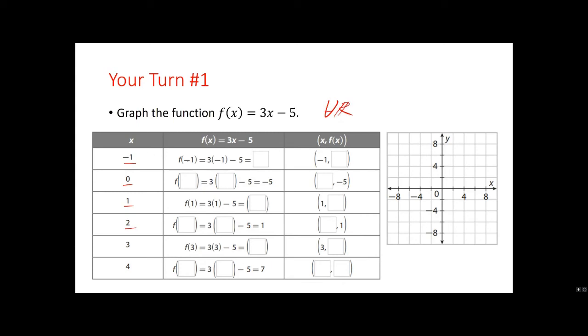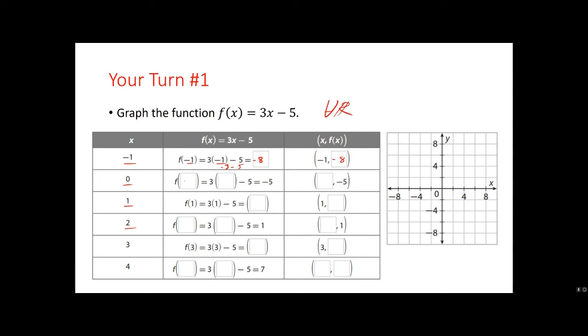Plug in -1 for our function, okay? So 3 times -1 minus 5 is really just -3 minus 5. 3 plus 5 is 8, but since both of them are negative, it'll be -8. You plug in a -1, you should get a -8, okay?